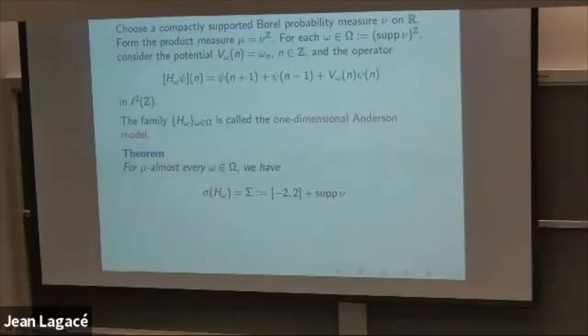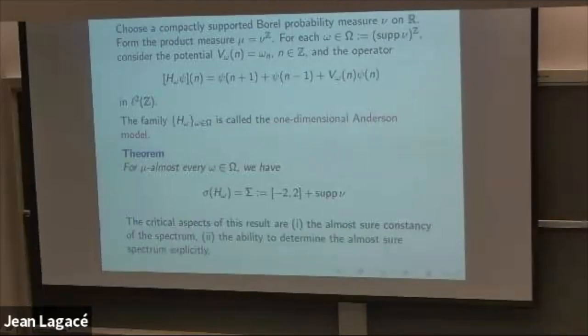So this is really exciting. Well, first of all, let me show all the critical aspects of this result. First of all, the spectrum is almost surely equal to the same set. But second of all, you actually know what that set is. It's equal to this specific sum of two sets. I'll come back to that point in a moment.